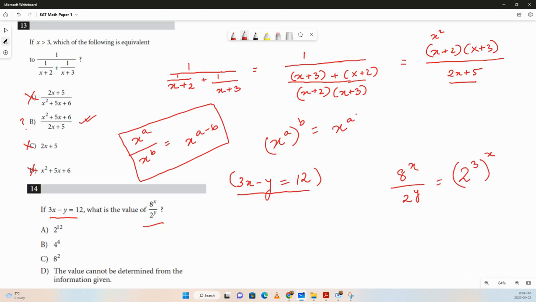So that would be x to the power of ab. That is another formula that is very important in exponentials. So we'll use this formula.